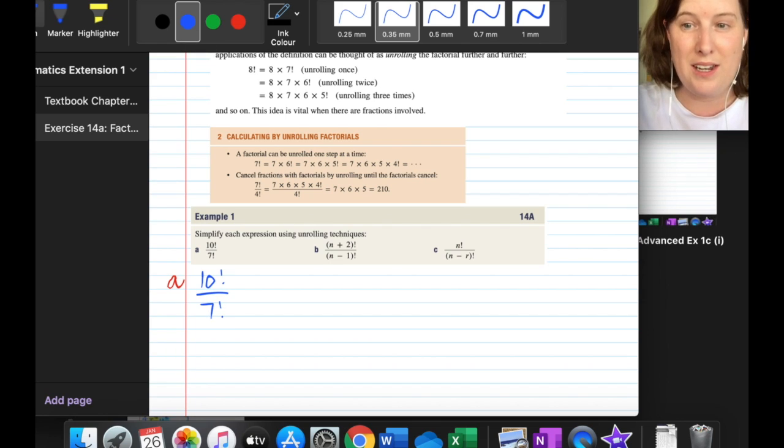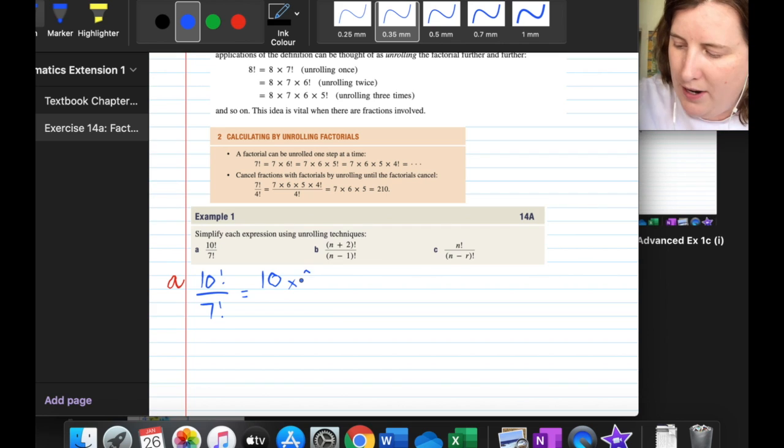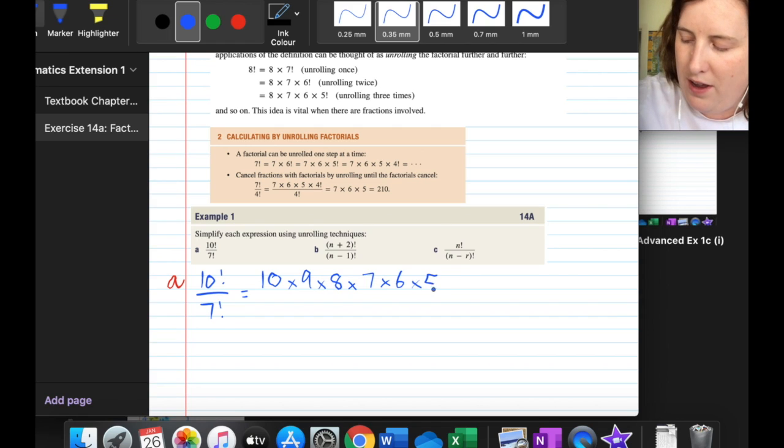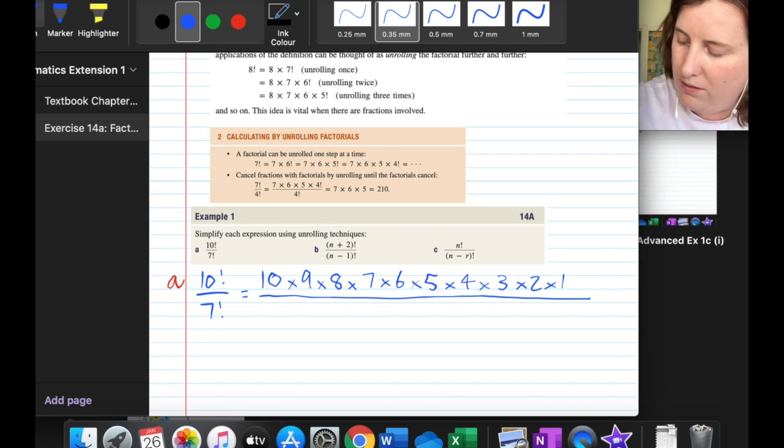I always tend to write out the question just to help me see it. Okay, well 10 factorial is the same as 10 times 9 times 8 times 7 times 6 times 5 times 4 times 3 times 2 times 1. I'm going to write this all out. You're going to learn a quick trick later. This whole thing is over 7 factorial, which is 7 times 6 times 5 times 4 times 3 times 2 times 1.